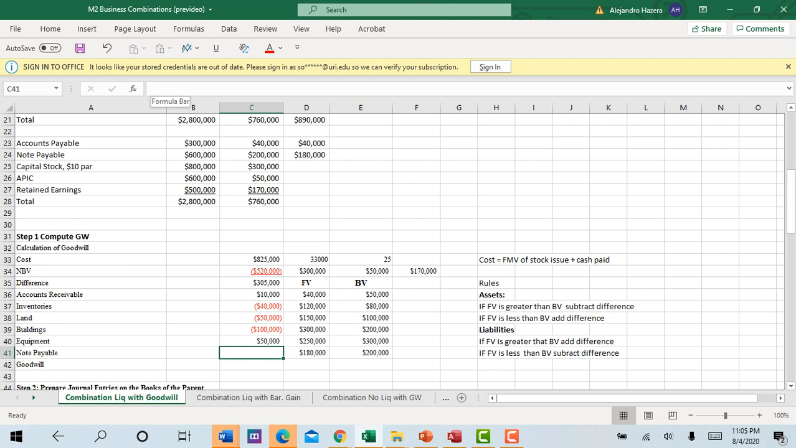And then finally, it's the only liability we have. And so for this liability, the rule is, if the fair value is less than the book value, subtract the difference, which is the opposite of what you do for assets. Okay, so we will just do this.